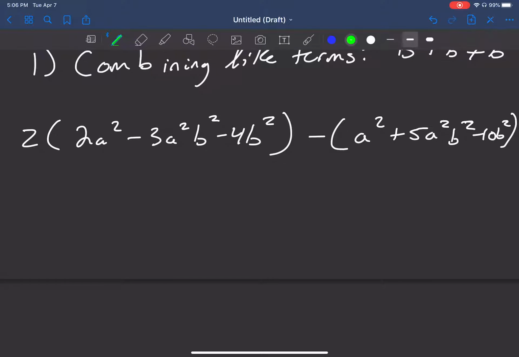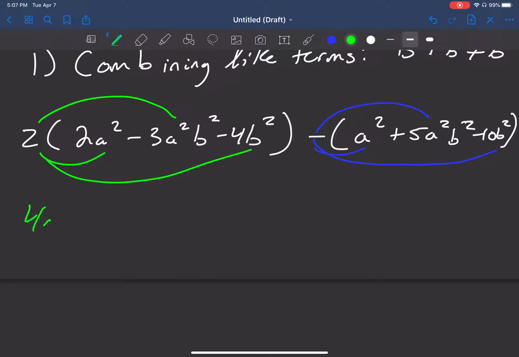So the first thing we're going to need to do is distribute. So we may as well just start with this 2. We're going to be multiplying this 2 by each one of these. And then for the one on the right side, what you really have is a minus 1 in front. So you're going to be multiplying minus 1 by each one of these. So let's start with the green. So 2 times 2a squared is 4a squared. 2 times a negative 3a squared b squared is, of course, minus 6, and then you just follow along your variables. 2 times minus 4b squared is going to be minus 8b squared.